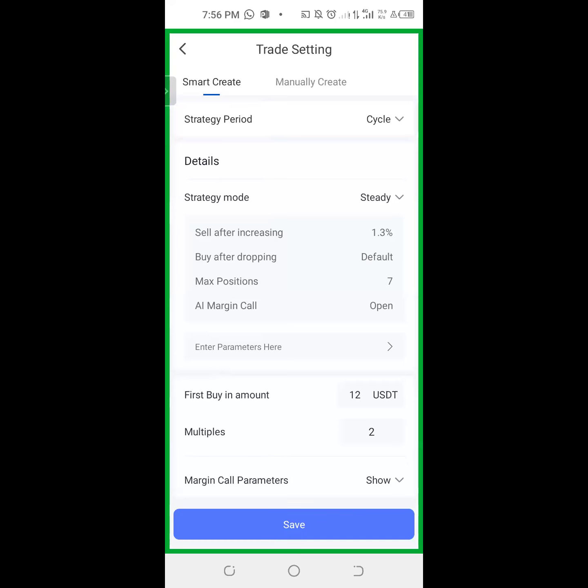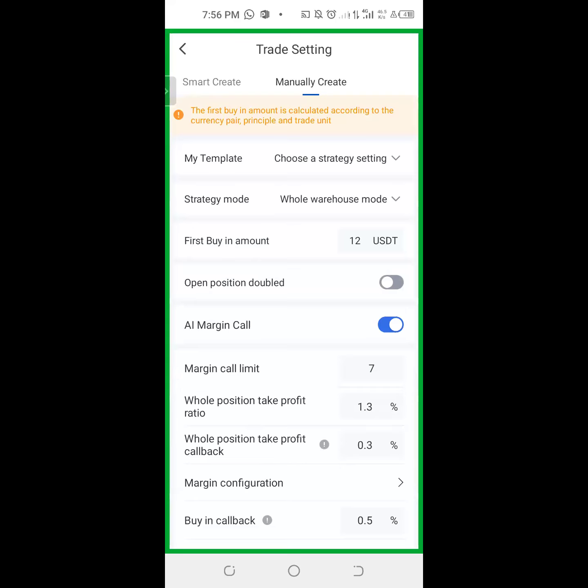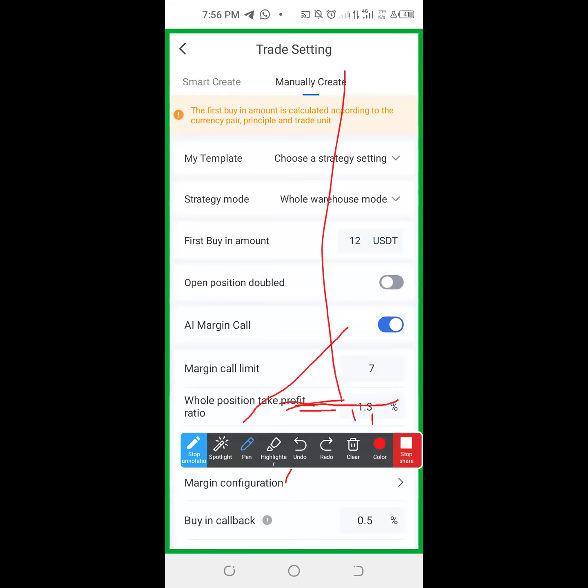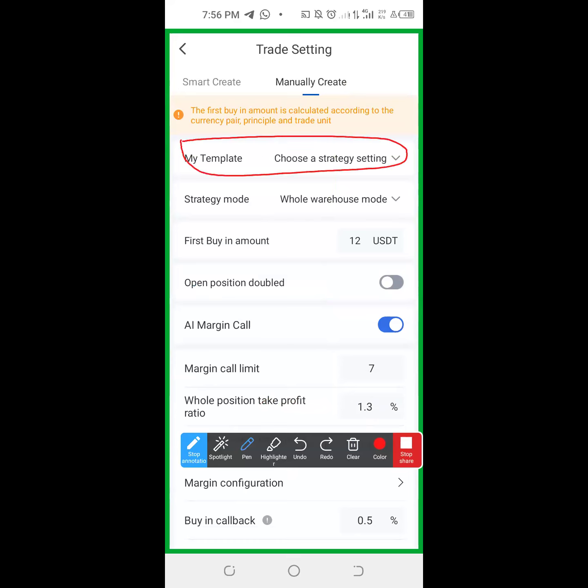Then when it gets here, go to manually create. You can see that the setting has changed. The setting of Royal Q has changed, and I've done a video on this. Before, the moment you click manually create, this was not there. So from here, you can click this place to choose your strategy settings.